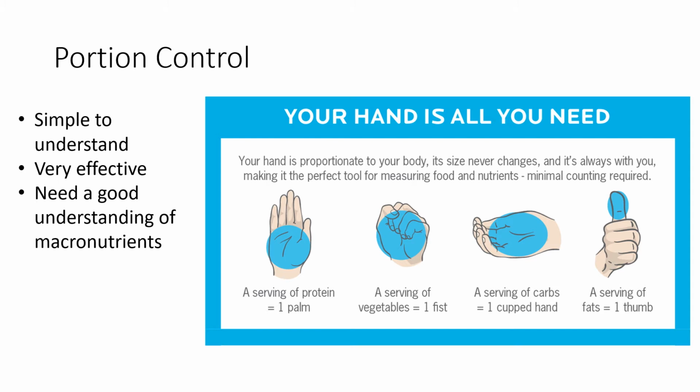You need to know what a serving of protein is, what carbs is, what fats is. Vegetables is straightforward enough. But if I was to give you a slice of brown bread, would you be able to tell me if it's a protein, a carb, or a fat? If I give you a chicken fillet, would you be able to tell me is it a protein, a carb, or a fat? So you need to have a general understanding of the 3 macronutrients yourself. That's the only thing, okay?